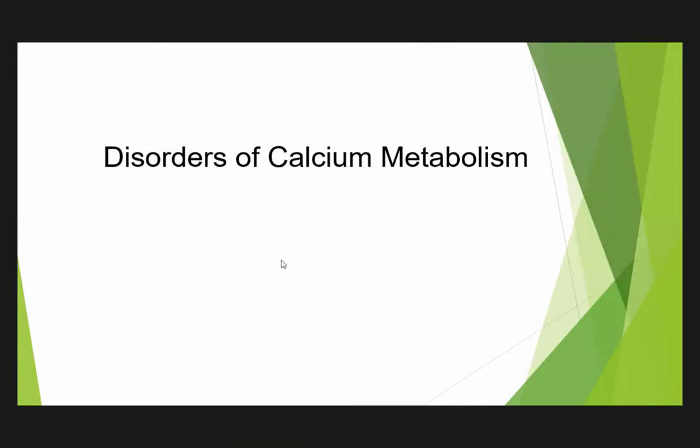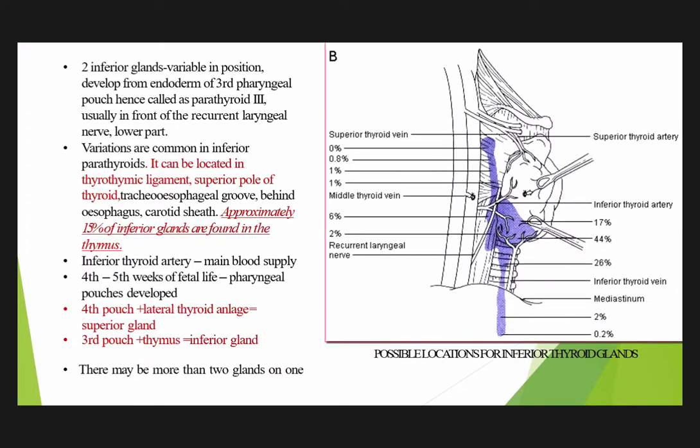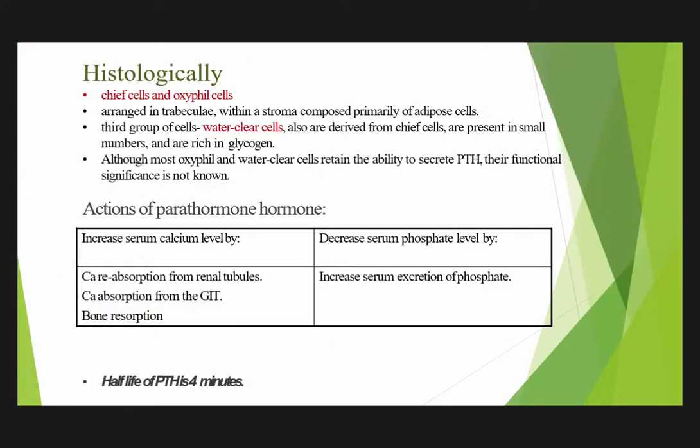Yes, ma'am. Okay. So for parathyroid glands, well, anatomy is not interesting for us. Histological oxyphil cells. Parathyroid hormone is produced in parathyroid glands. It plays an important role in reabsorption of calcium from bones and from urine, and also its absorption from the GIT. It also increases excretion of phosphate.